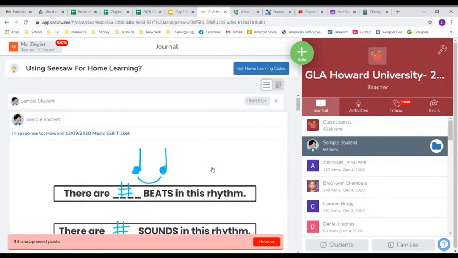All right, scholars, take the rest of class time to complete this exit ticket, and I will see you all next week.